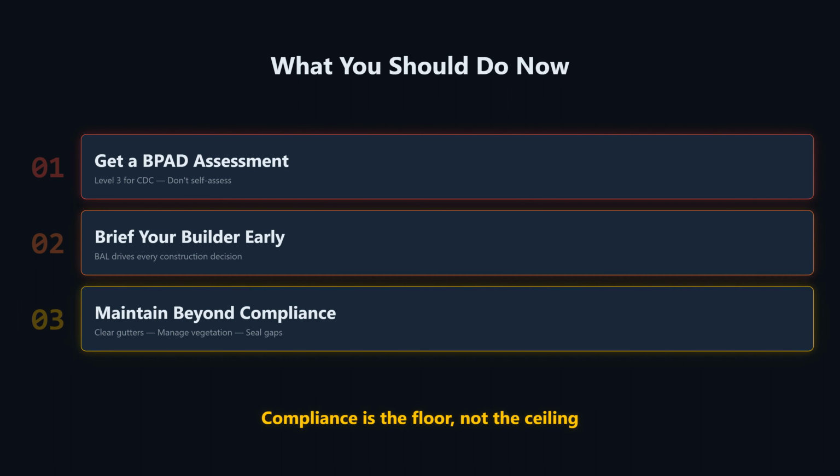Step 3: remember that compliance is the floor, not the ceiling. Maintain your property. Clear gutters, manage vegetation within your defendable space, seal any new gaps that develop over time. And if you're an architect or building designer specifying for bushfire prone areas, know AS 3959 inside out. The construction escalation from BAL 12.5 to BAL-FZ is dramatic, and getting the details wrong doesn't just fail compliance, it fails the people living inside.